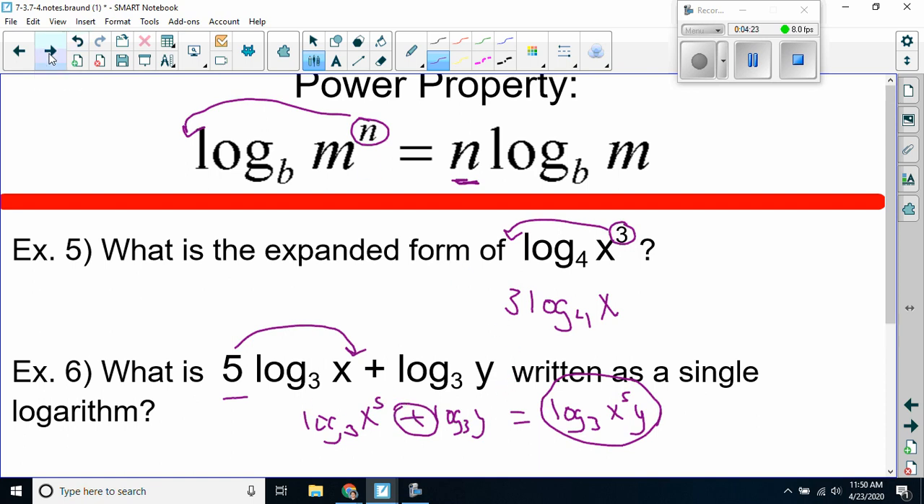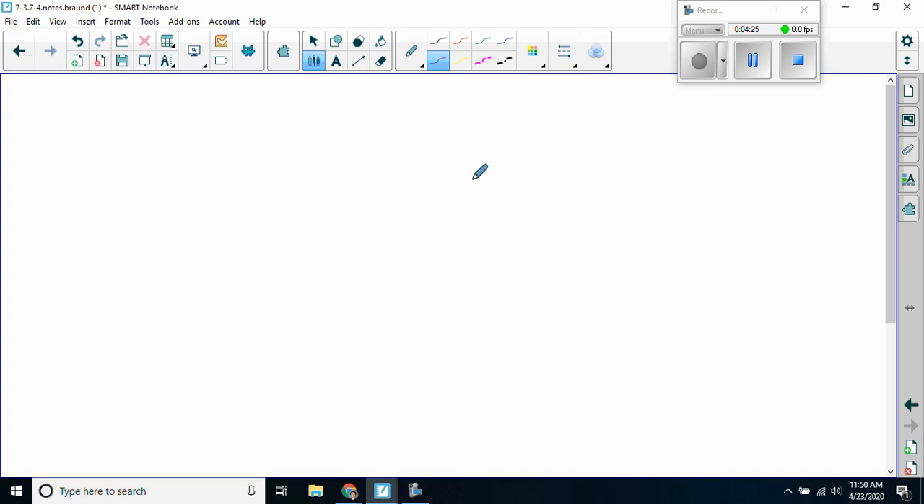So those are your 3 main properties you're going to be using to solve when you go into Edgenuity. Now the solving one is pretty good, but if y'all need some help, let me know and I can make a video for that too.